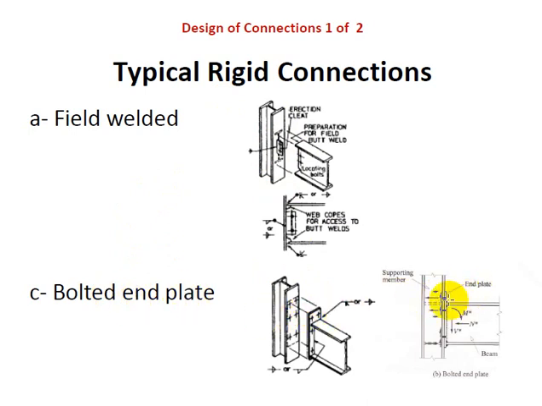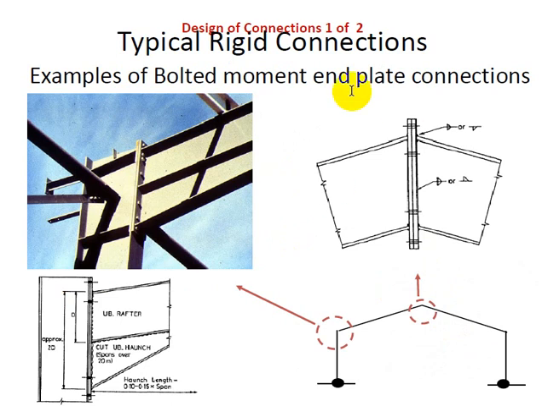You can see that we're actually connecting the web and the flange of the beam to the column. So now you can see here a real photo when we have a rigid connection between the main beam and the column. You can see that the sections are actually bigger than when you have a flexible connection, and that makes sense because we want this connection to take the moment from the beam to the column. And for doing this, it must have a higher strength to be able to do that.